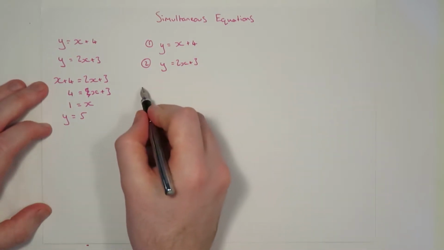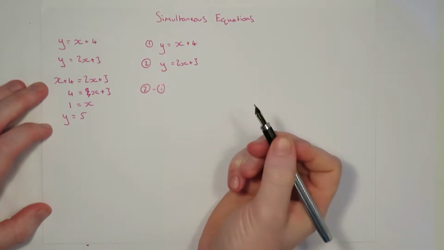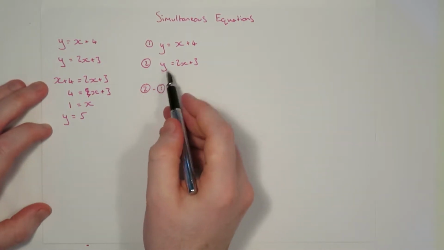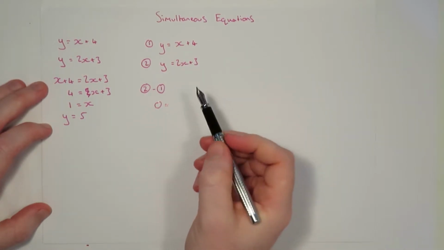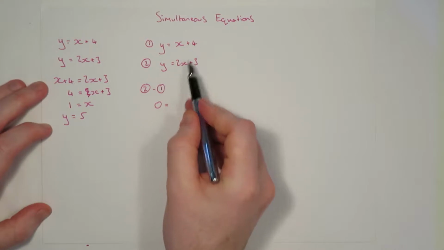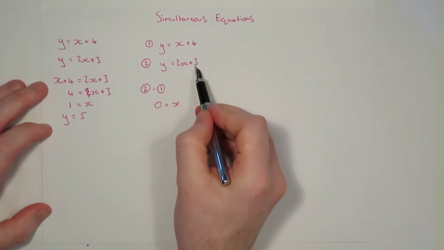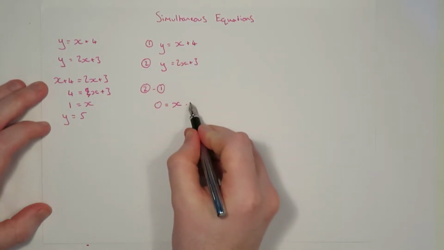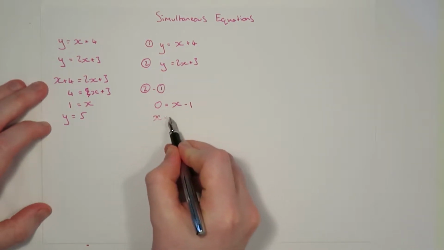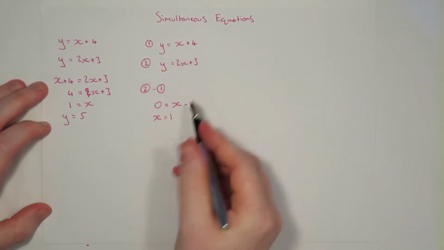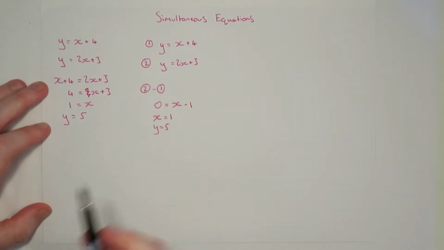So what you can do here is you can simply do equation 2 subtract equation 1. Now if you do equation 2, on the left hand side you'll have y subtract y, which is 0. On the right hand side you'll have 2x minus x, which is x, and you will have 3 subtract 4, which is minus 1. Then once you have this, you can simply add 1 to both sides and you'll have x equals 1. Then substitute this value in and you'll get y equals 5, the exact same as this.